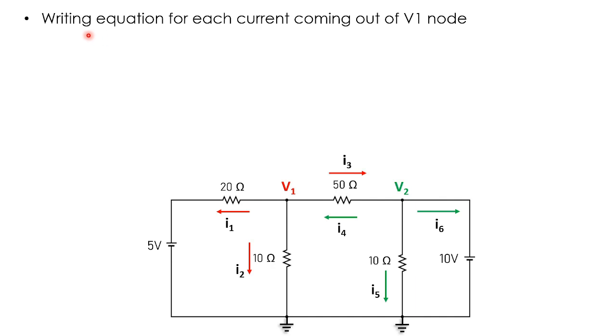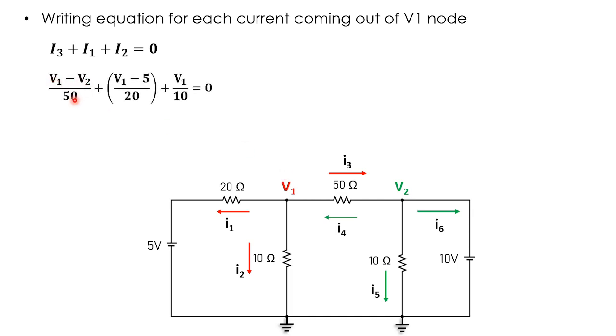Okay. Now, we will write down the equations for each current that is coming out of the V1 node here. Now we need to calculate the values of V1 and V2 here. So we will apply KCL for both the nodes. Okay, I3 plus I1 plus I2 equals 0. So what is I3 here? I3 is basically the current which is coming out from V1 and going towards V2. Since it is going from V1 to V2, we have assumed that V1 is at higher potential. So we will write (V1 minus V2) divided by 50 for I3. And I1 will be (V1 minus 5) divided by 20, the potential difference divided by the resistance. And I2 will be V1 divided by 10, and the sum equals 0.